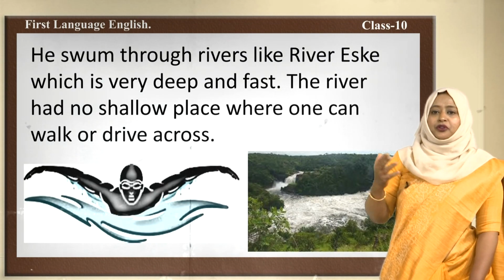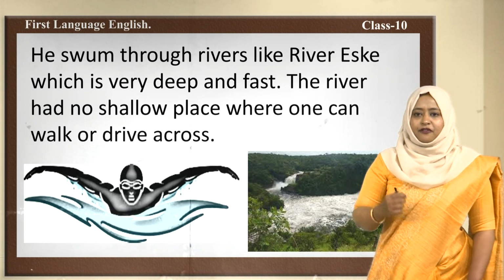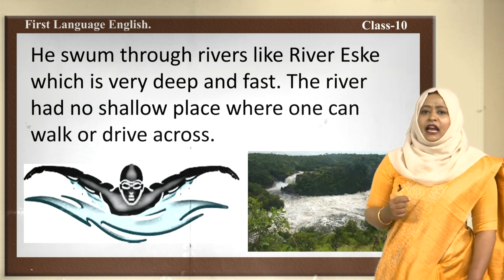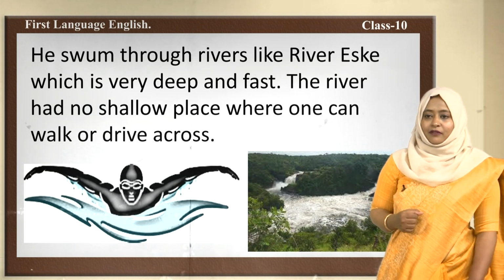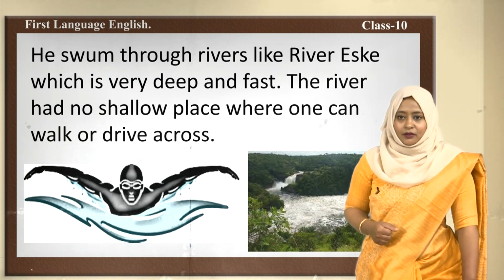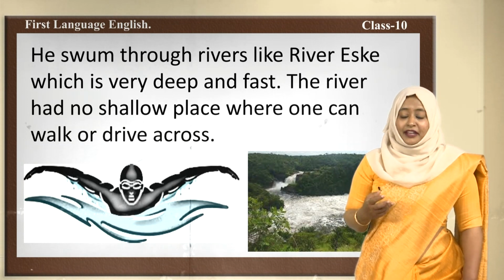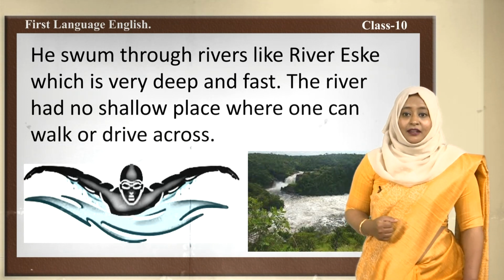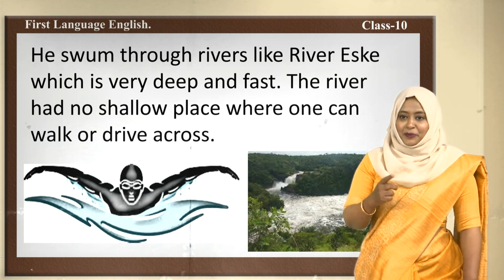He swam through rivers like Esk, which is very deep and fast. The river had no shallow place where one can walk or drive. He is so courageous that he can not only fight with people or in armed combat, he can also fight with nature. Nature here means the river Esk, which is very deep, and yet he makes it through the river Esk.